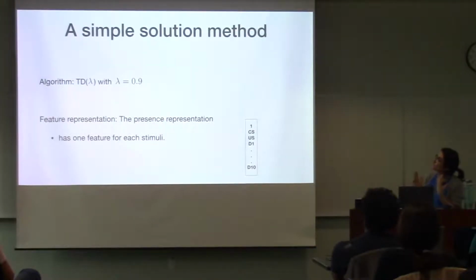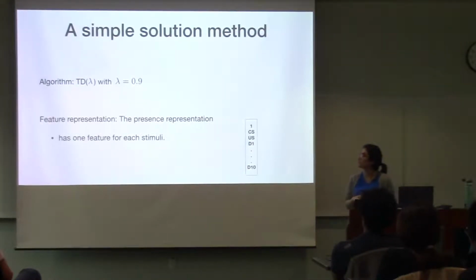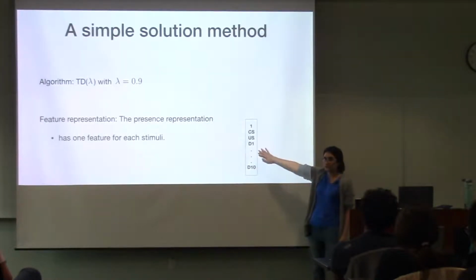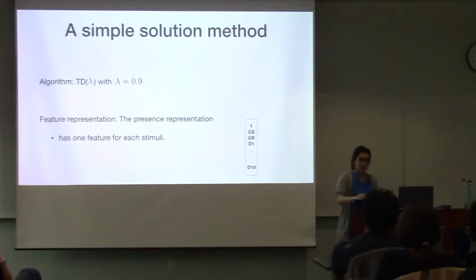Okay, so let's look at a simple solution method. We can use TD lambda with lambda 0.9, and for feature representation, we can use a presence representation, which is basically having one feature per stimulus. So we have a CS, a US, and 10 distractors, with one feature per stimulus. We also have this bias feature.